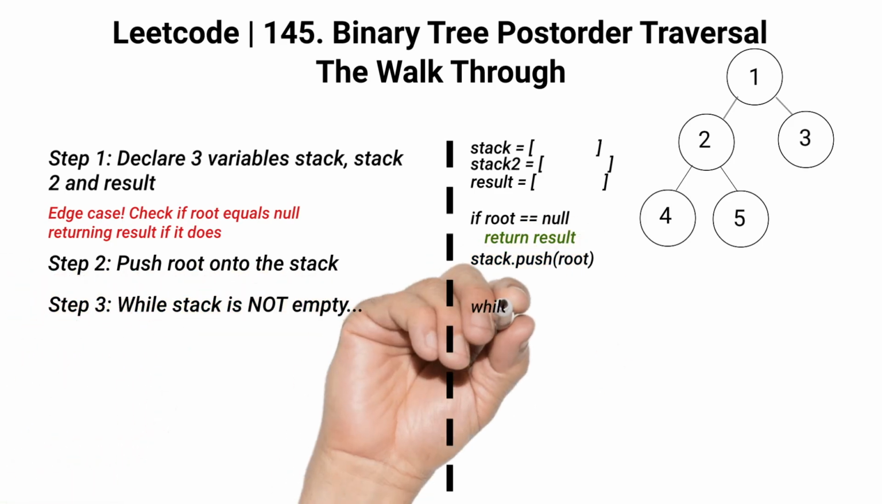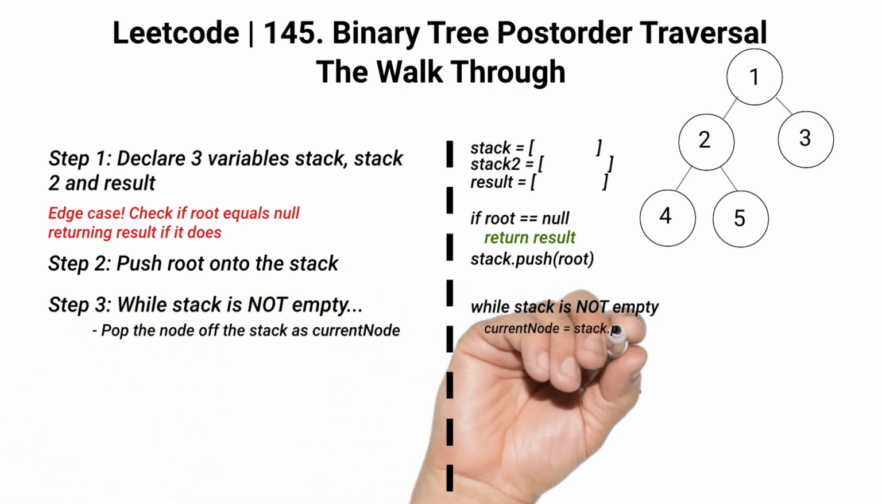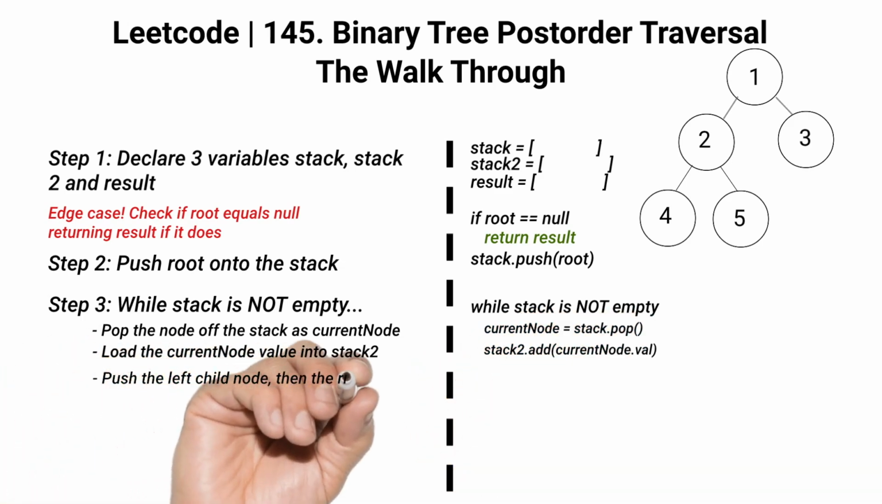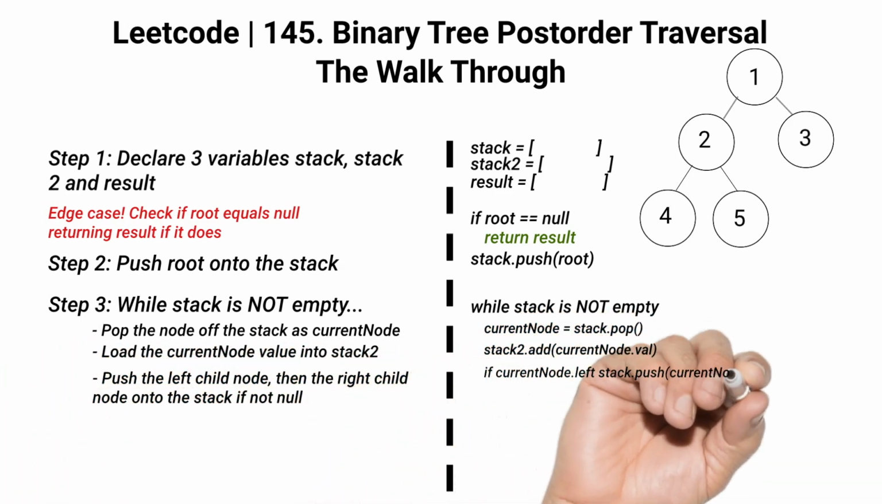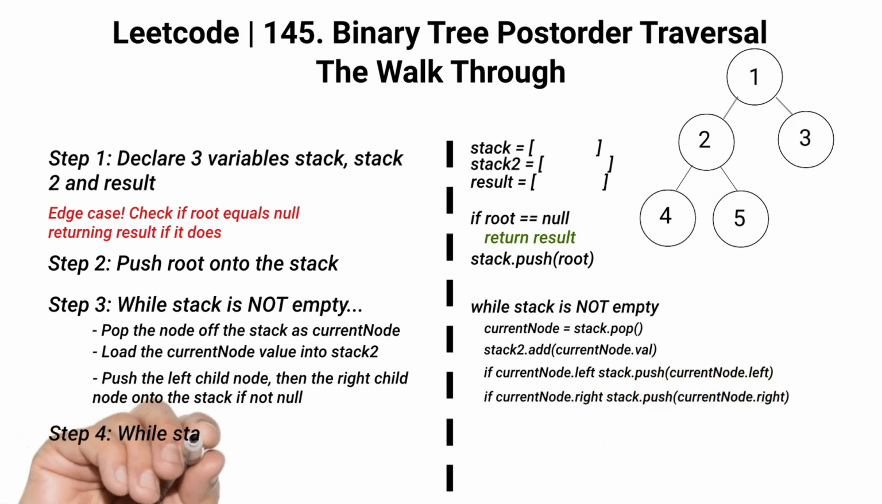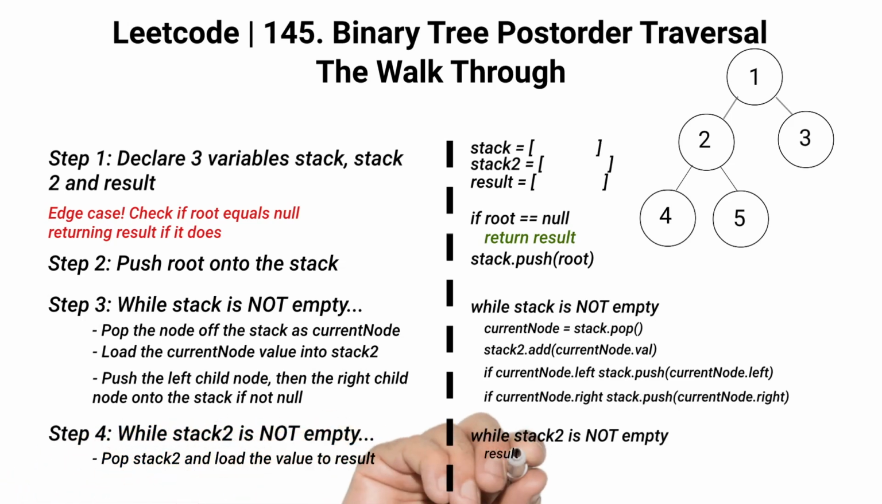Step 3. While stack is not empty, pop the node off the stack as current node, load the current node value into stack 2, push the left child node, then the right child node onto the stack if they're not null. Step 4. While stack 2 is not empty, pop stack 2 and load the value to the result.